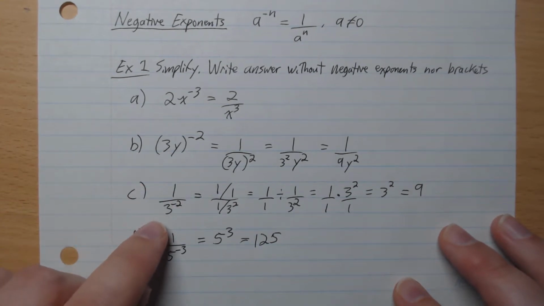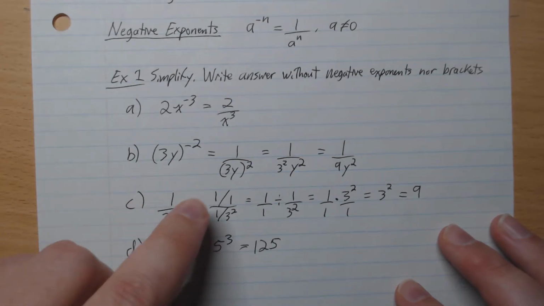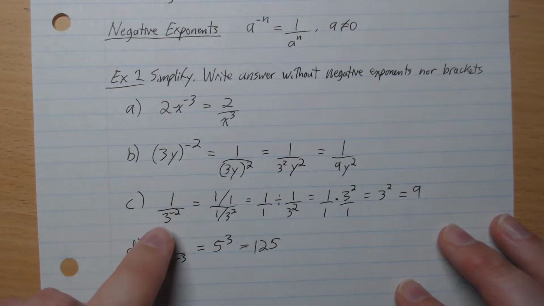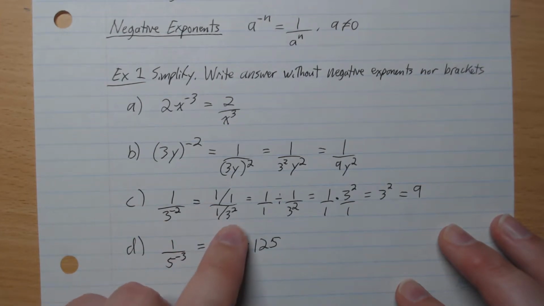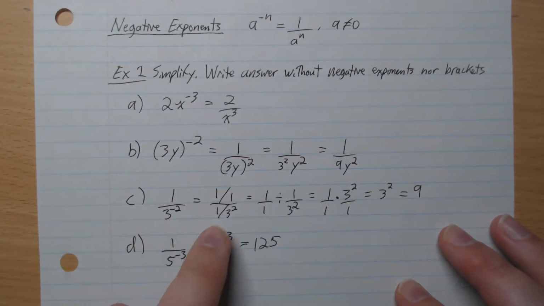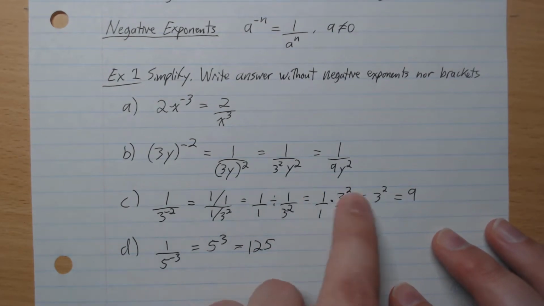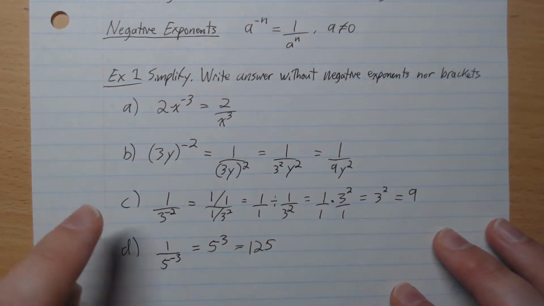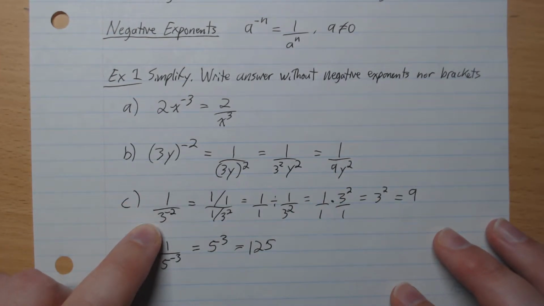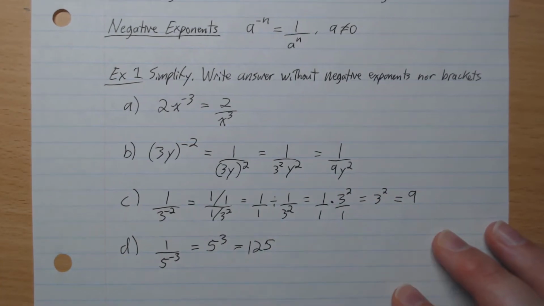C, 1 over 3 to the negative 2. So what happens if we have a negative exponent on the bottom? I'm going to rewrite this as 1 over 1 on the top, and the bottom can be rewritten as 1 over 3 squared. So what we have here is 1 over 1 divided by 1 over 3 squared. Dividing by a fraction, we go times the reciprocal. Multiply this, we get 3 squared. So in other words, 1 over 3 to the negative 2, we bring it up and it becomes a positive exponent like that, which gives 9.